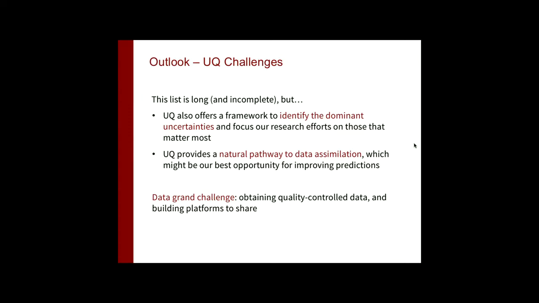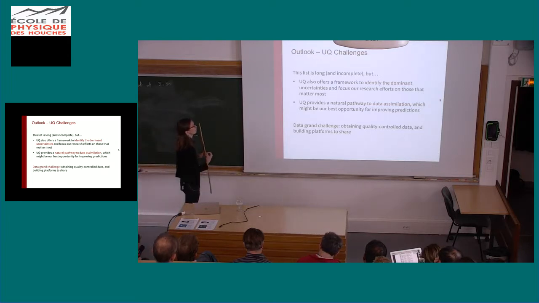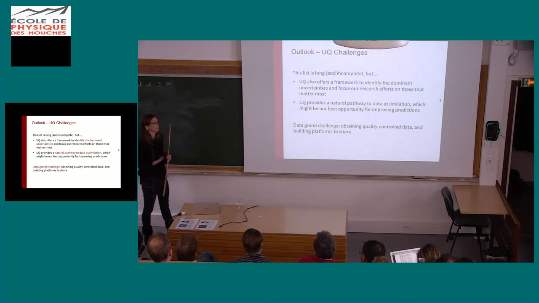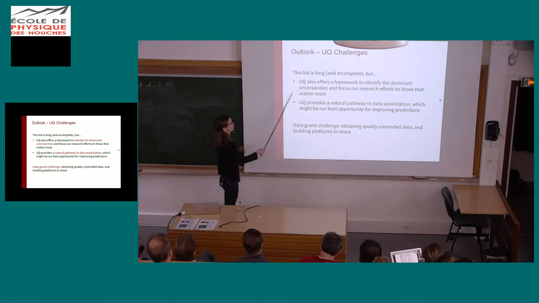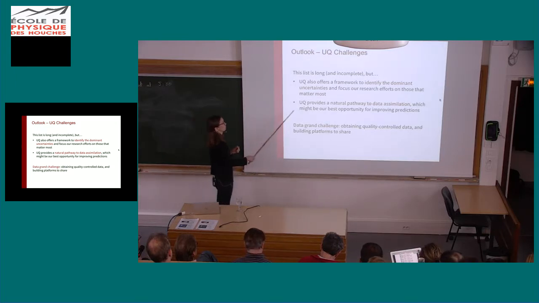So that list is long and incomplete, probably, but I think there is hope, because uncertainty quantification really offers you a framework to identify these dominant uncertainties, and that is going to allow us to focus our research efforts on the uncertainties that matter most. In addition, uncertainty quantification provides a very natural pathway to data assimilation. And I do believe that might be our best opportunity for improving the predictions in the near future.